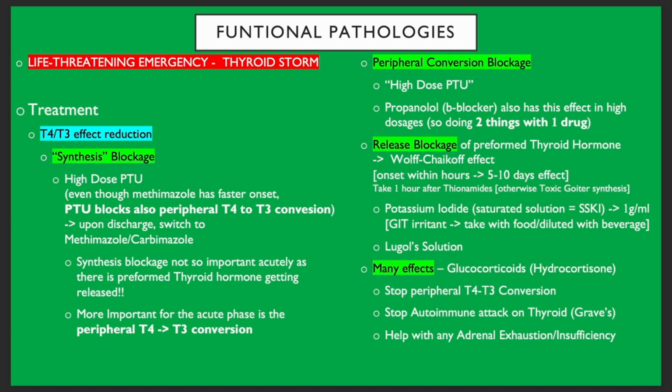And then we have the wonder drug here that has many effects: glucocorticoids, for example, hydrocortisone. This is going to stop the peripheral thyroid conversion. It's also going to stop the autoimmune attack on the thyroid if it's Graves' disease. And it's also going to help with any adrenal exhaustion or insufficiency, because we know that without cortisol we die. It's very important for life. And if this patient has been under stress for so long, the adrenals run out of their hormones. So it's called adrenal insufficiency. That's why it's good to give also the hydrocortisone.